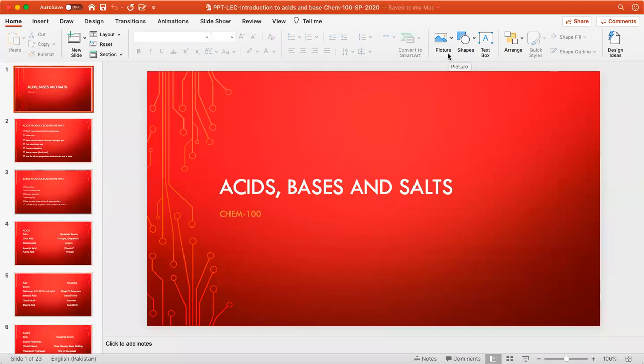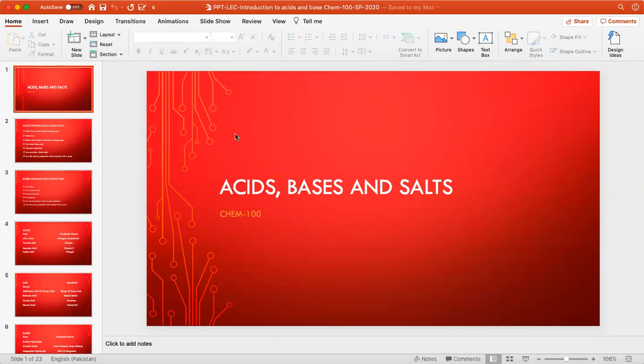Bismillahirrahmanirrahim. Chem 100 students, this is the topic for which I have already sent you additional resources to understand the different concepts regarding acids and bases, and two concepts which are very important. Number one is the Arrhenius concept, and number two is the Bronsted and Lowry concept. I hope you understood them clearly. Now, this is about some explanation regarding acids and bases and salts.